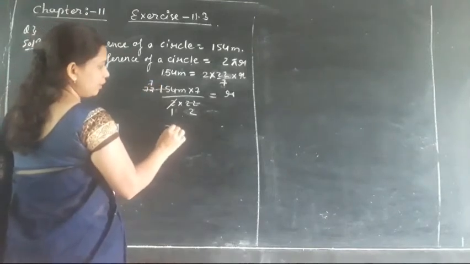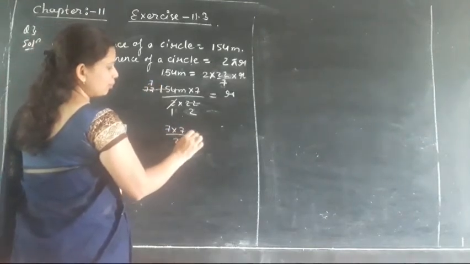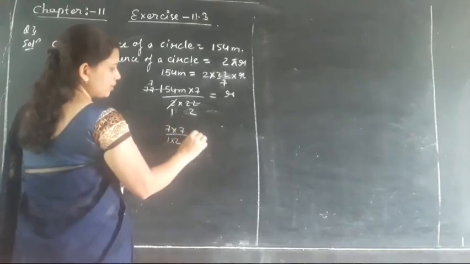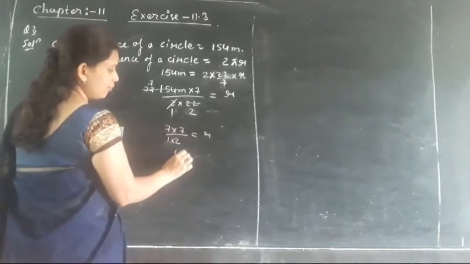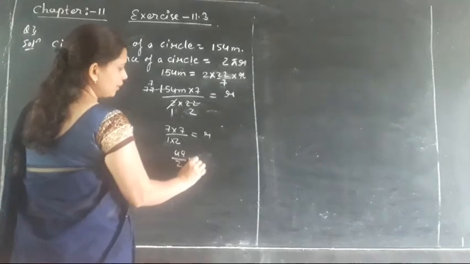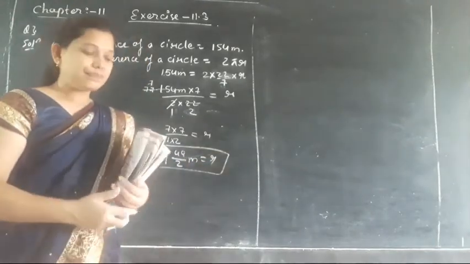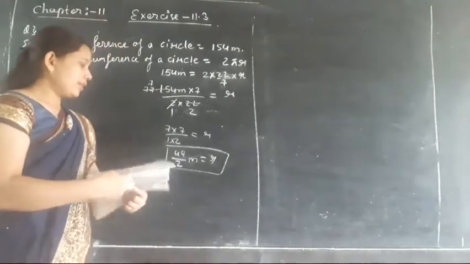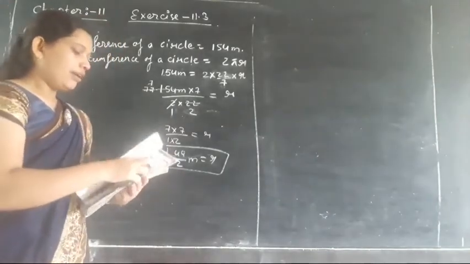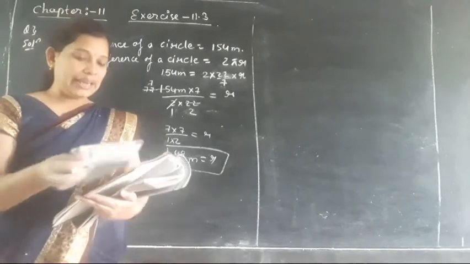So 7 into 7 upon 2 into 1 is equal to r. So 7 into 7 will be 49 upon 2 meter is equal to r. This is the radius you are having. Clear to everyone? Now after doing this, what we have to find here, we have to find the area, isn't it?